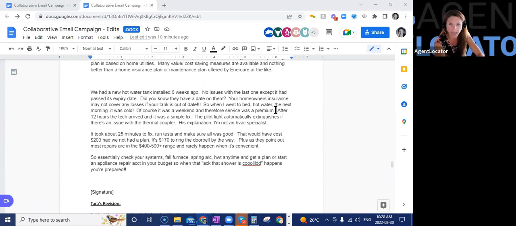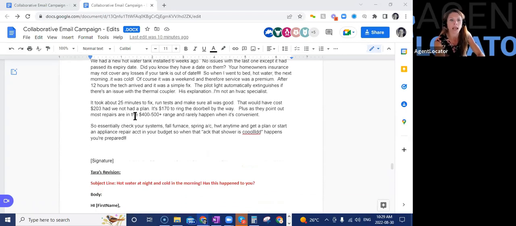So when I went to bed, there was hot water; the next morning, it was cold. Of course, it was the weekend and therefore service was at a premium. After 12 hours, the tech arrived and it was a simple fix. The pilot light automatically extinguishes if there's an issue with the thermocoupler. His explanation: I'm not an HVAC specialist. It took about 25 minutes to fix, run tests, and make sure all was good. That would have cost $203 had we not had a plan. It's $170 to ring the doorbell, by the way.